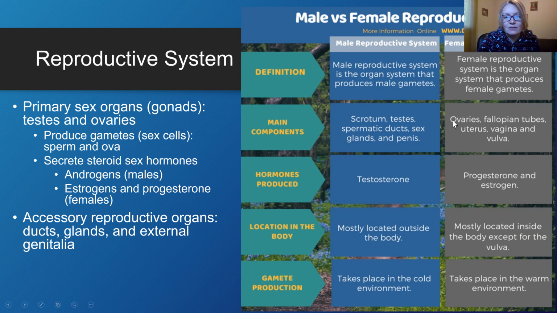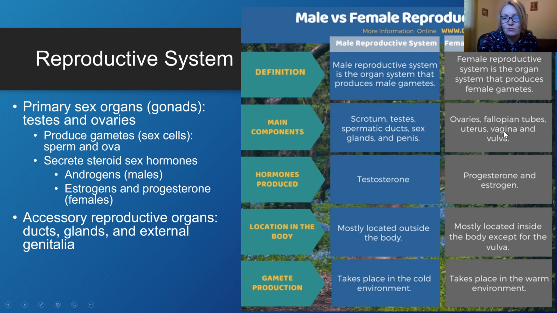Here we have a table that compares male and female reproductive systems. It's pretty much like what we just said so far, for example, different hormones. By definition, the male reproductive system is the organ system that produces male gametes, and the female produces female gametes. In males, the main components include the scrotum, testes, spermatic ducts, penis, and some glands. Actually, I apologize, those are all organs, not accessory organs, because we see testes and ovaries over here. Those are primary organs, and the rest are accessory organs.